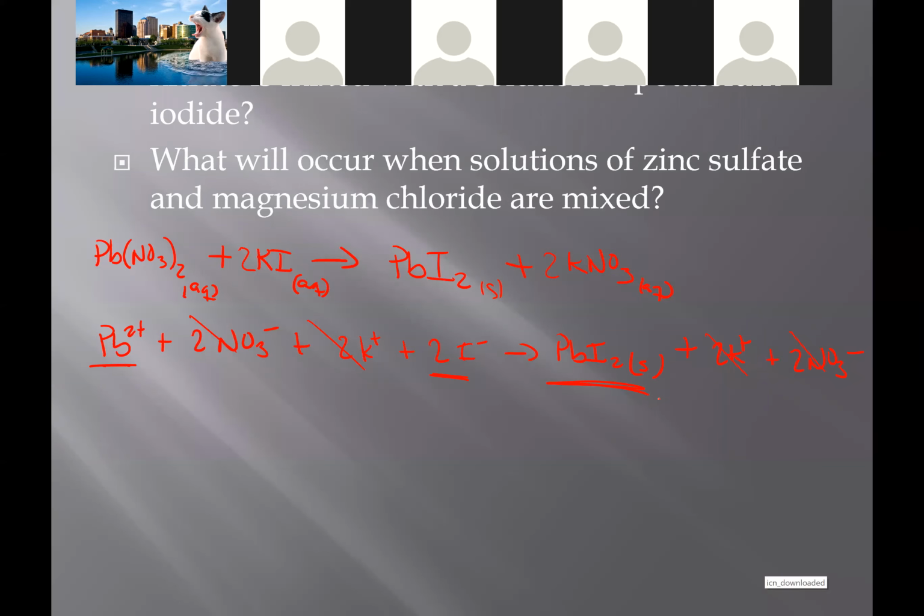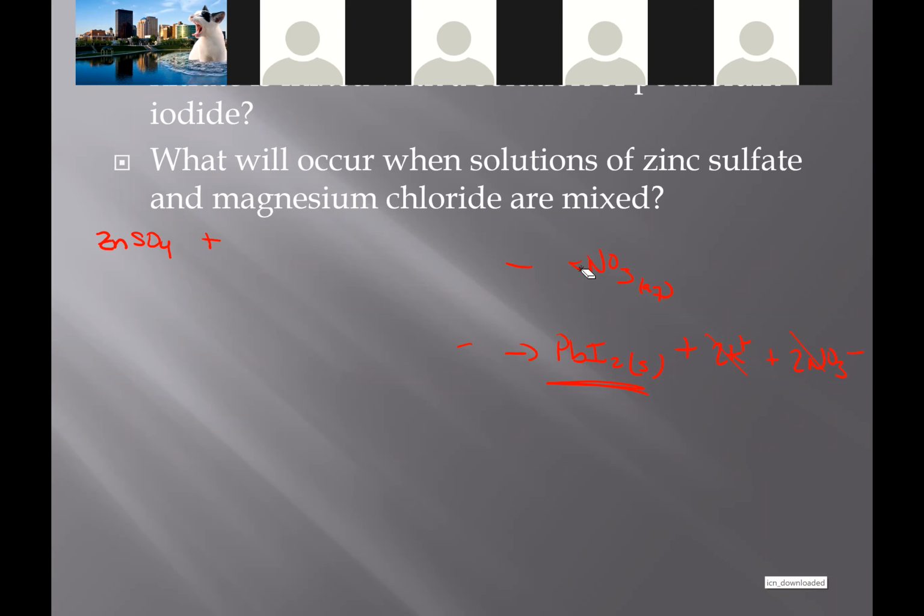I want to do the other one. Zinc sulfate, what is it? It's ZnSO4, and you don't have to write the, well, never mind. Zinc, ZnSO4. Okay, what is magnesium chloride? MgCl2. Good job. MgCl2. Good job, both of you.